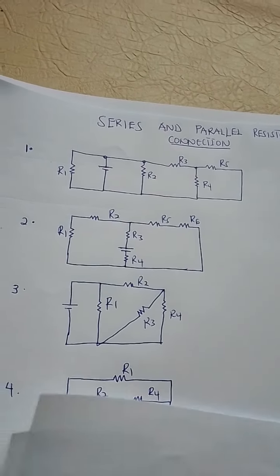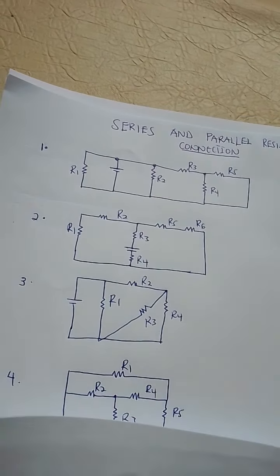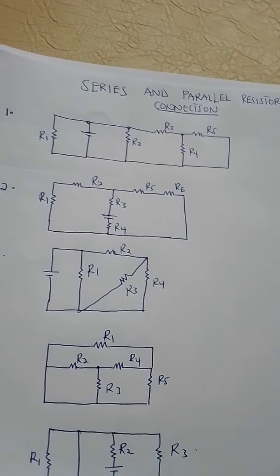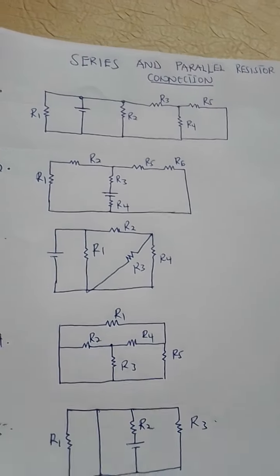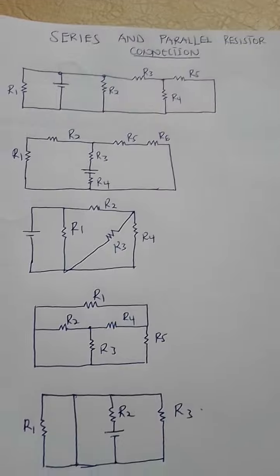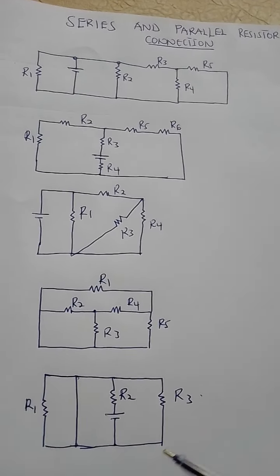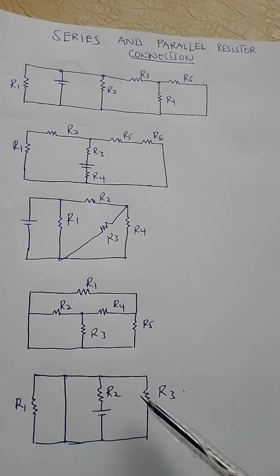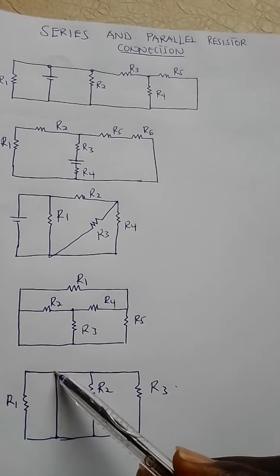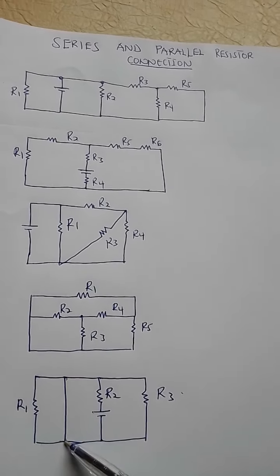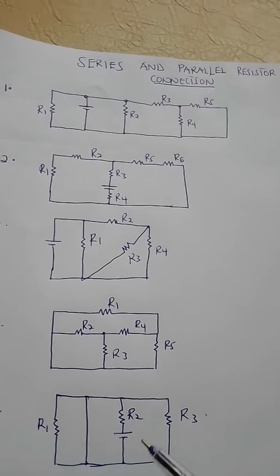We have also a way of considering them. But for this video, we are considering only the series and parallel resistor connection. Now, let's see for the last one. We have R1, R2, R3 here. We can see that for R1 and R2, there is a node here, there is a node here. So they are not in series.